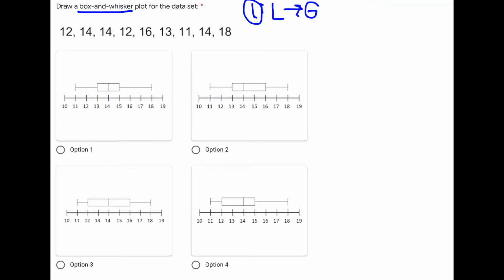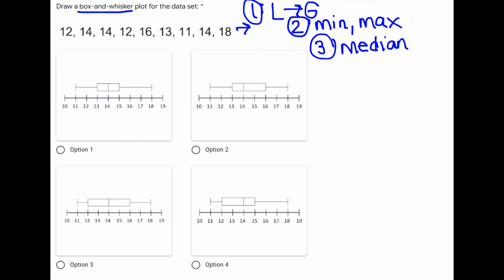So we need to rewrite this data set, because then second, we need to identify our min and our max. We need to find our median, which is also our Q2. We need to find our Q1, and we need to find our Q3, and those need to match the box and whisker plot.